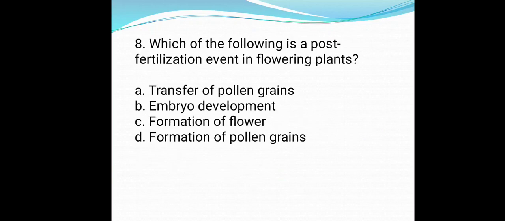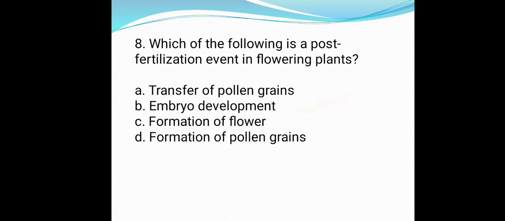So here we see the next question. Which of the following is a post-fertilization event in flowering plants? The right answer is option B, the development of the embryo. Sexual reproduction in plants can be explained in three steps, which involve pre-fertilization events, fertilization, and post-fertilization events.